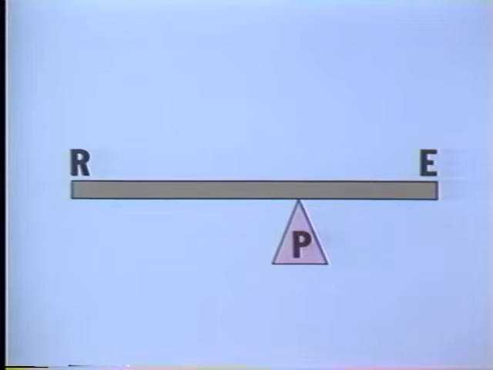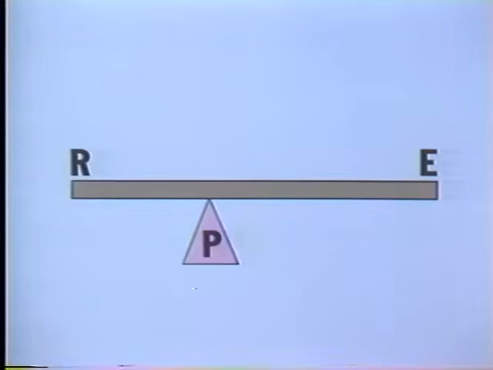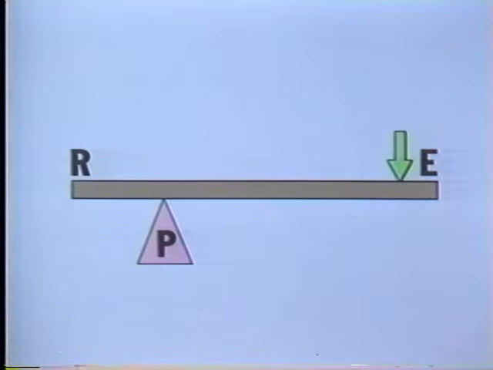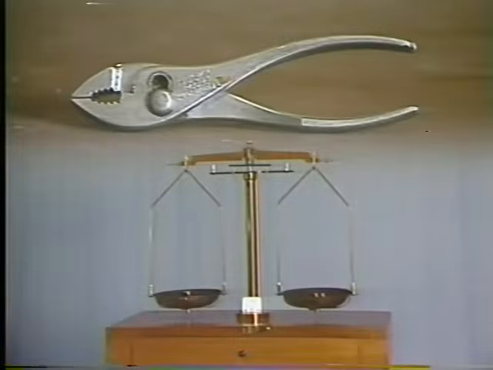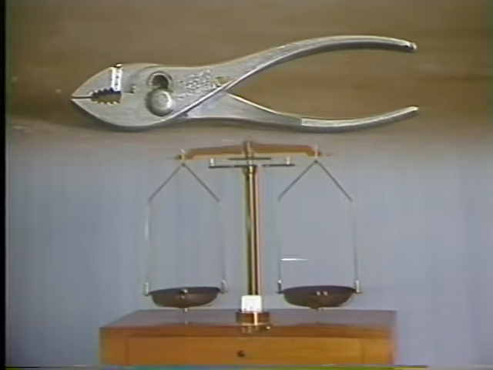Or the pivot could be located closer to the resistance force. In this position, it would require less effort force to balance the same resistance force. This is the most common use of this type of lever, to overcome resistance forces with less effort. Here are two simple examples of this first group of levers.